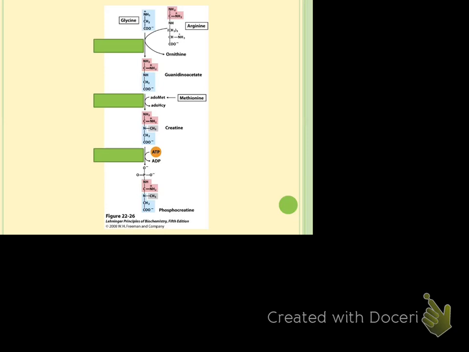So if we just look at the first one, we have glycine and arginine coming together to make what's called guanidinoacetate, because if you look from that nitrogen on up, that's a guanidino group, which looks an awful lot like the arginine. And then the acetate is just regular old acetate. So ornithine is what's given off, which we've seen.